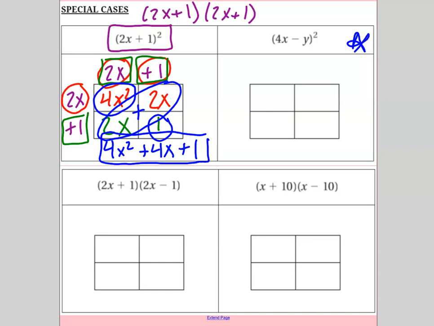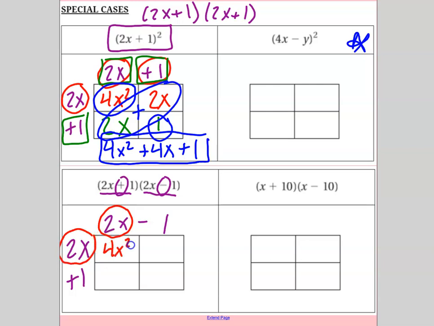On the bottom, we have 2x plus 1 times 2x minus 1. So we've got the same numbers, it's just a different sign in the middle. One has a plus, one has a minus. So we put 2x plus 1 on the left, 2x minus 1 on the top, and then we do our multiplication. So 2x times 2x is 4x squared. Negative 1 times 2x is negative 2x.